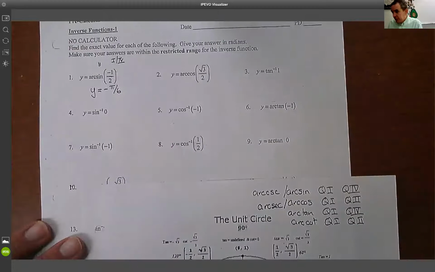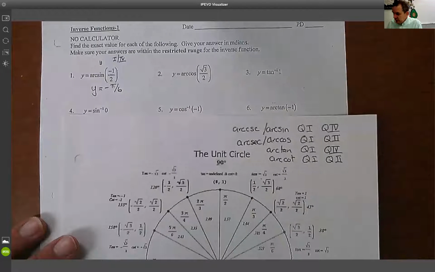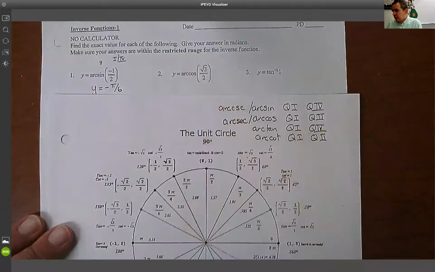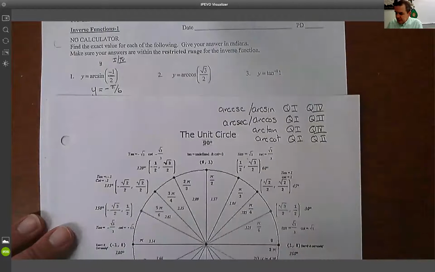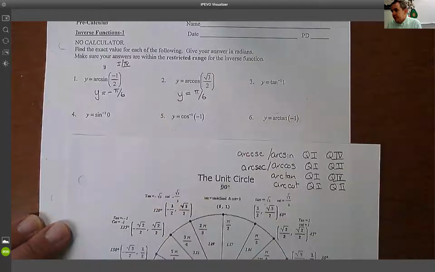I'm going to do one of each just so we have an example. Arc cosine of root 3 over 2. So our cosine tells me to look in quadrants 1 and 2. I'm going to look for root 3 over 2. In the x part, there it is right there. Root 3 over 2 in the x part, that is positive pi over 6. So I know the answer to that is y equals pi over 6.